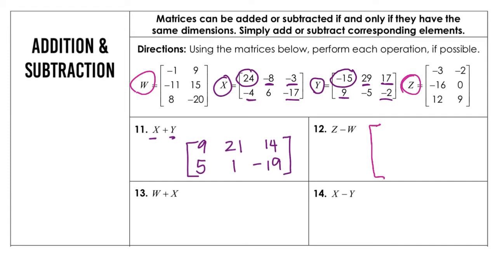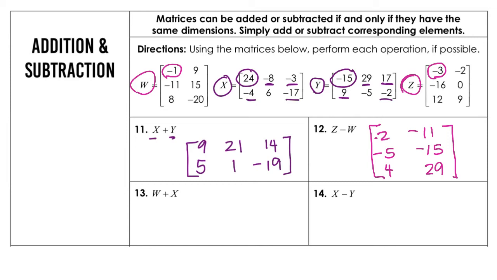And now you just subtract corresponding elements. So negative 3 minus a negative 1, that's going to give you a negative 2. And then you're going to get negative 11, and then negative 5, negative 15, and then 4, and then 29. So again, you're just adding those corresponding elements there, or subtracting them.